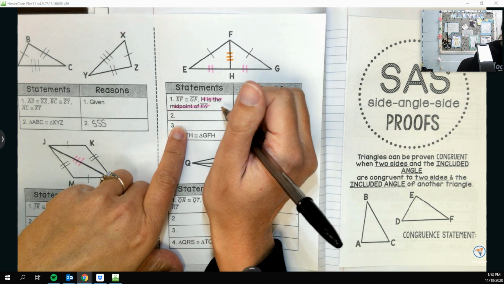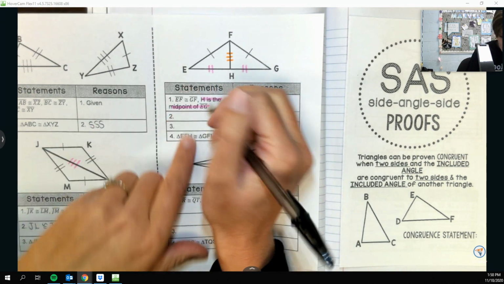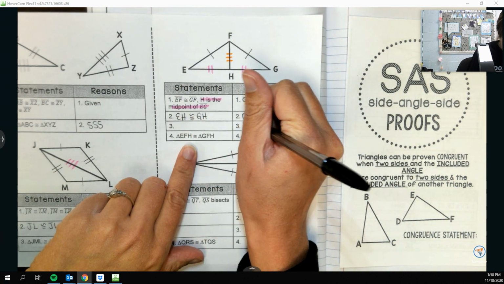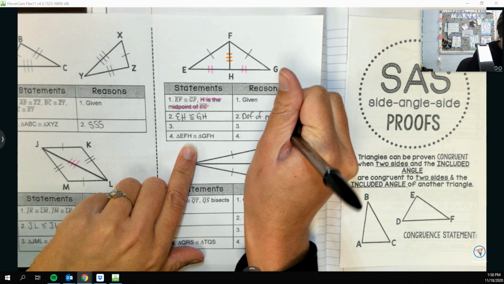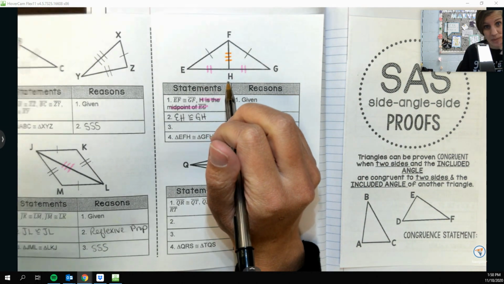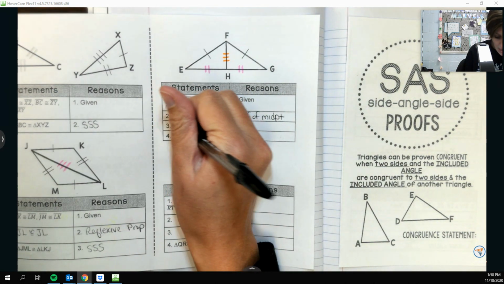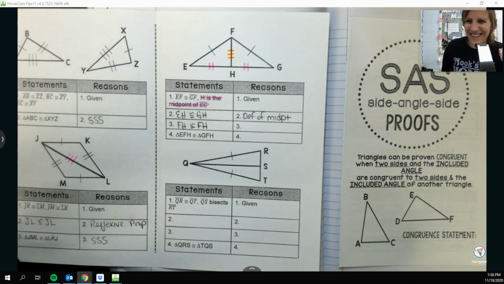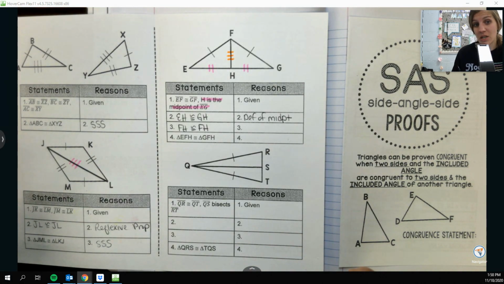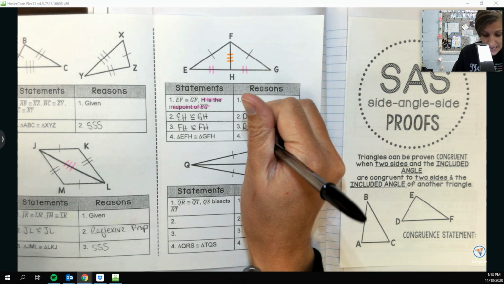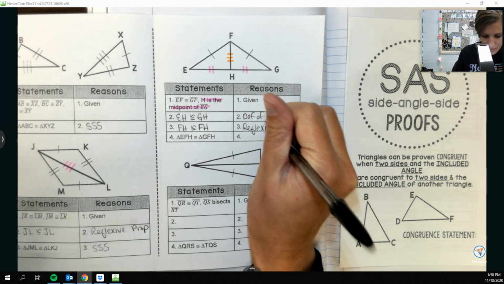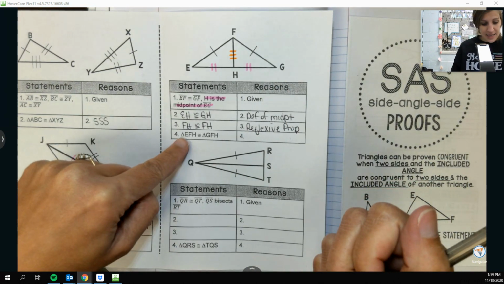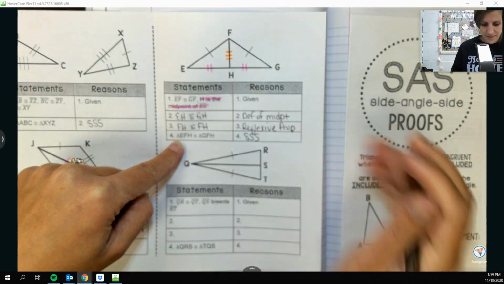And so I could say, firstly, I was able to mark my picture that EH is congruent to GH. And I was able to do that because I know what the definition of a midpoint is. Then I was able to mark in my picture that FH is congruent to itself. Letters are hard, numbers are easy. That FH is congruent to FH, and I can say that because of the reflexive property. And because my picture shows side, side, side, I can say that the triangles are congruent by side, side, side.